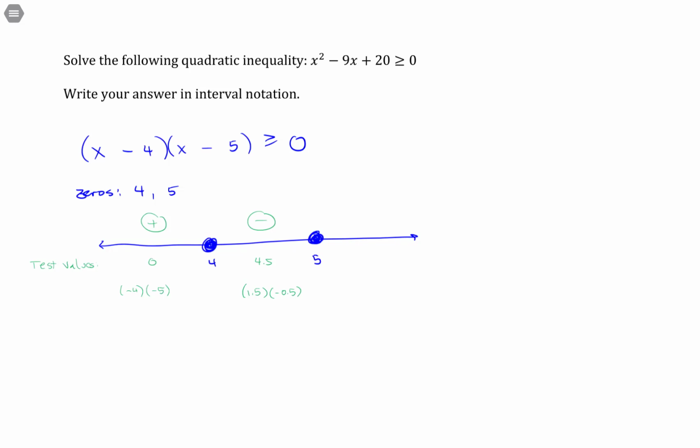And finally, for this range, I'll pick a 6. 6 minus 4 is 2. 6 minus 5 is 1. The product of those two would be positive.